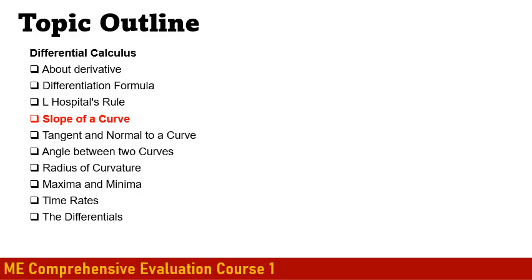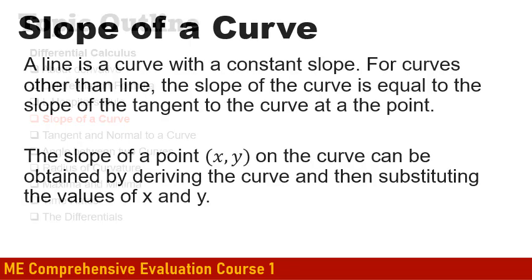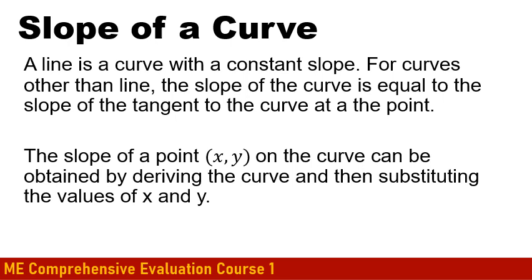Then the slope of a curve. So this is one of the applications of differential calculus, wherein we can get the slope of a curve by differentiation. So a line is a curve with a constant slope. For curves other than a line, the slope of the curve is equal to the slope of the tangent to the curve at the point. So the slope at a point x, y on the curve can be obtained by deriving the curve and then substituting the values of x and y.